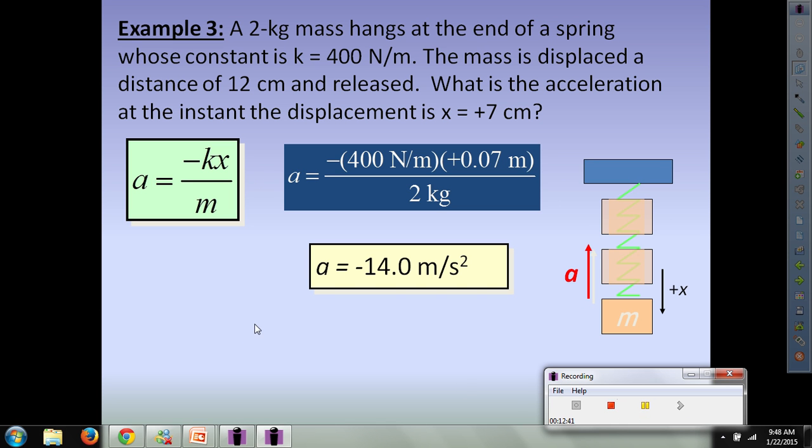Okay, so let's look at this one. This is example 3. It says you have a 2 kilogram mass. It hangs at the end of the spring. We know the spring constant, it is displaced 12 centimeters and then it's released. What is the acceleration at the instant that it is 7 centimeters from the rest position?